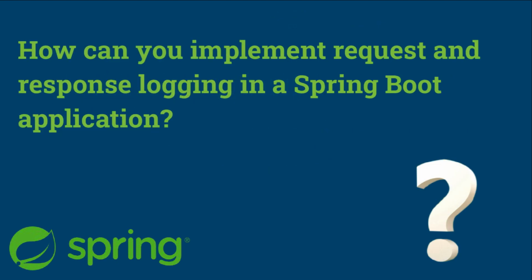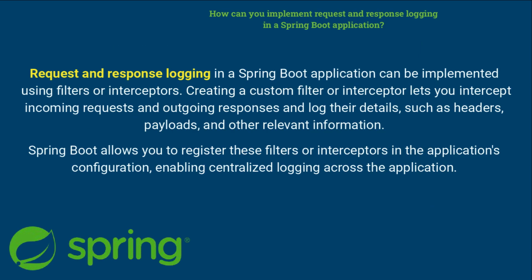Next question, how can you implement request and response logging in a Spring Boot application? Request and response logging in a Spring Boot application can be implemented using filters or interceptors. Creating a custom filter or interceptor lets you intercept incoming requests and outgoing responses and log their details, such as headers, payloads, and other relevant information. Spring Boot allows you to register these filters or interceptors in the application's configuration, enabling centralized logging across the application.